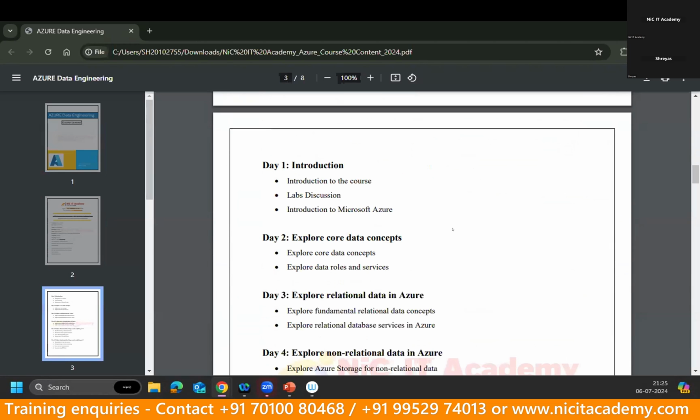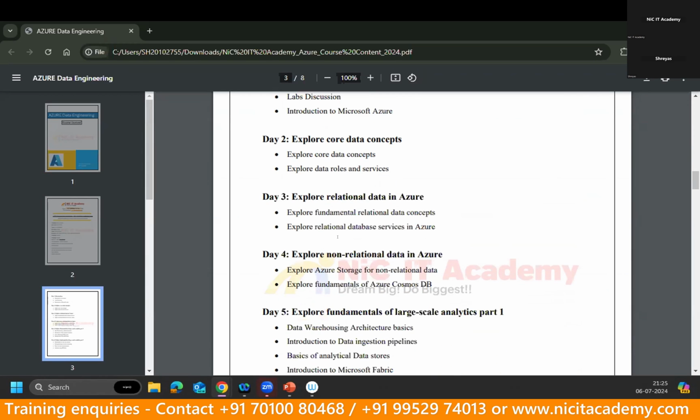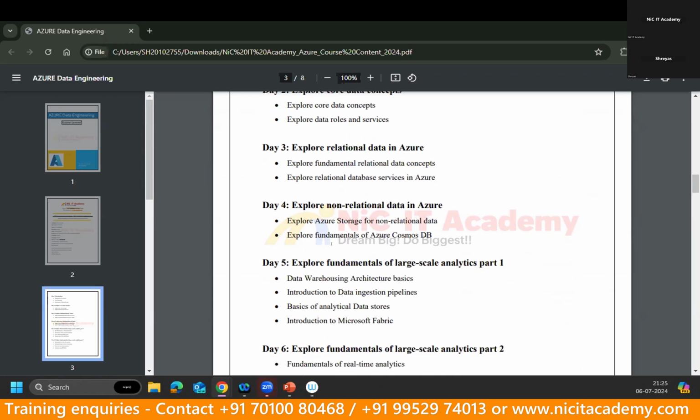this is the structure that we have for the course, starting day wise. You will have introduction, we'll discuss about labs, we'll discuss about Microsoft Azure. Then we'll start with exploring the core data concepts. We'll talk about what is relational data in Azure and how Azure stores that relational data. Similarly, what is non-relational data and how Azure is going to store non-relational data, because we need to have an understanding of which services Azure has related to different data types.